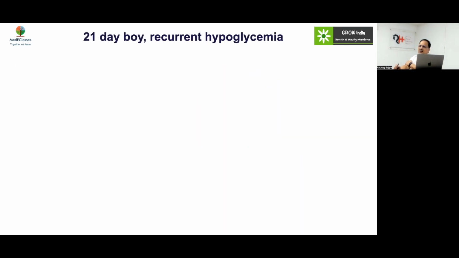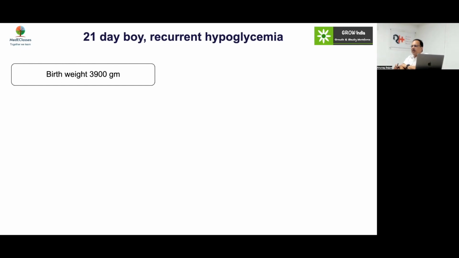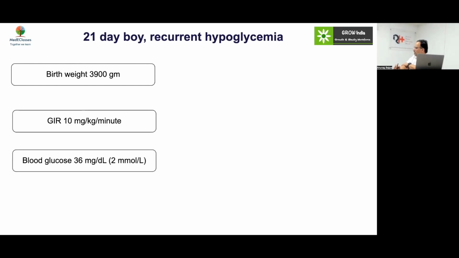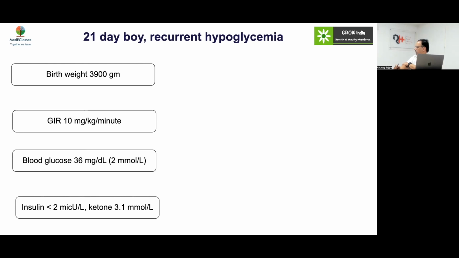21-day-old boy with recurrent hypoglycemia, birth weight 3,900 grams, GIR is 10, blood glucose is low, insulin at that time is undetectable, ketone is positive.